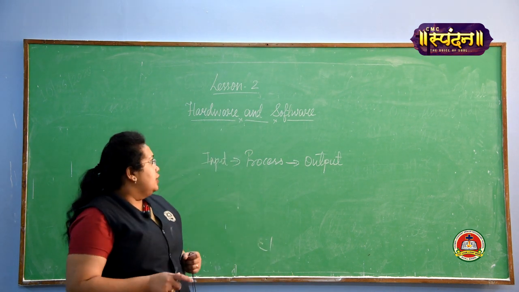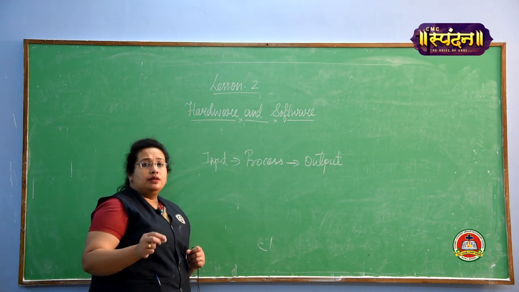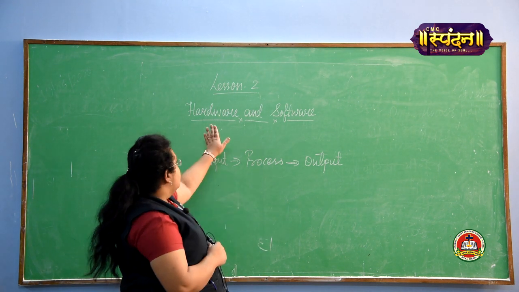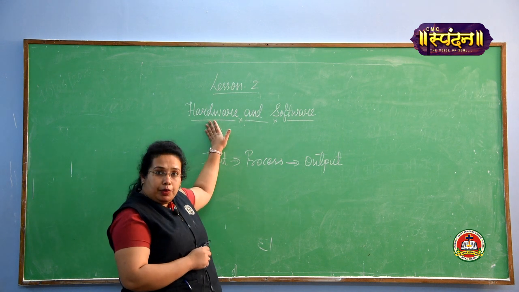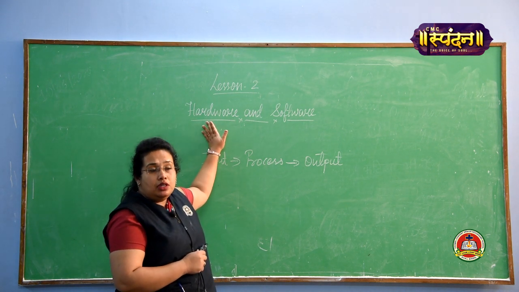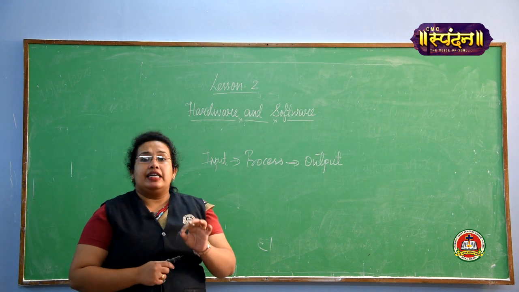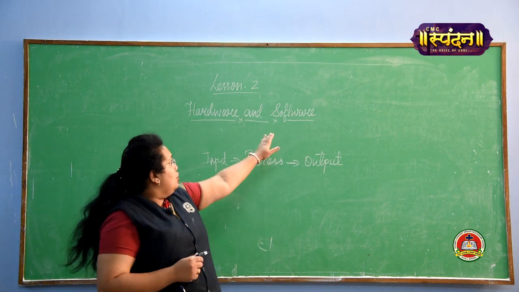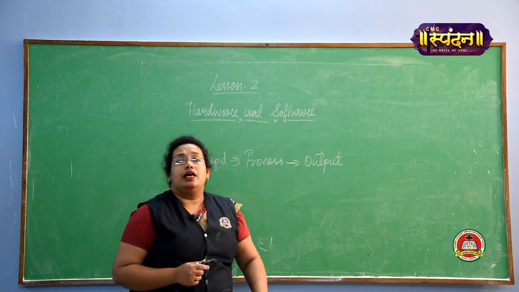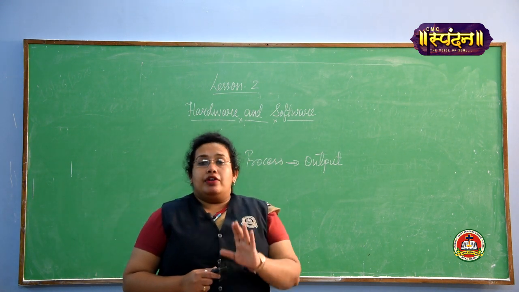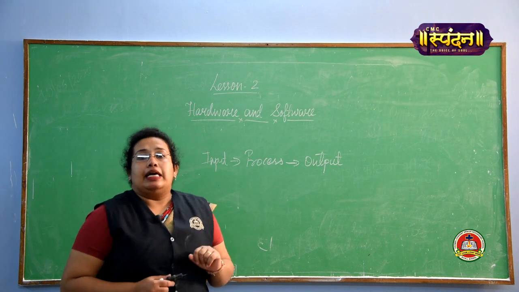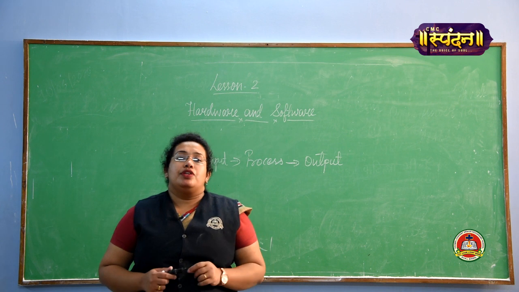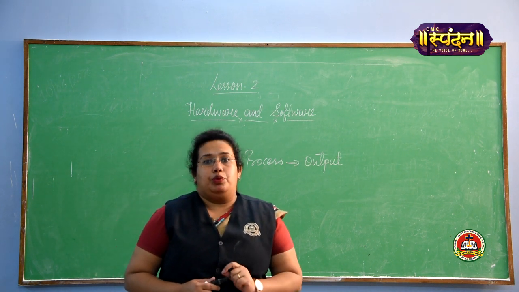Now what is hardware? First I will simply give you the gist of this lesson: hardware means the parts of the computer which we can touch and see, and the software part helps us to do the processing. So we are going to study what are the different types of software and what are the different types of hardware which we are using in our computer.